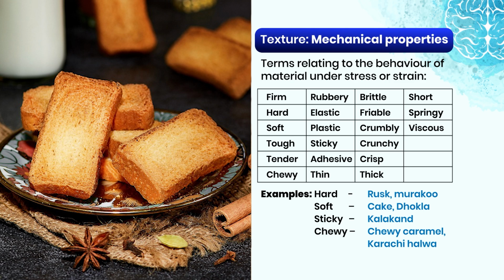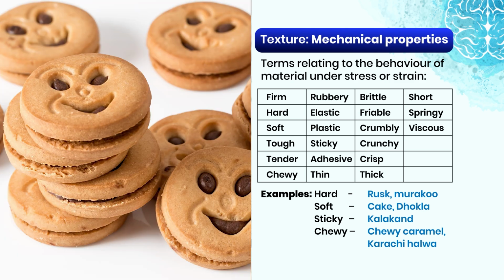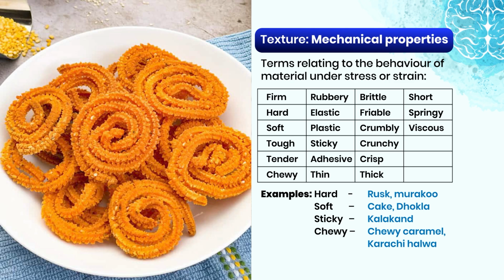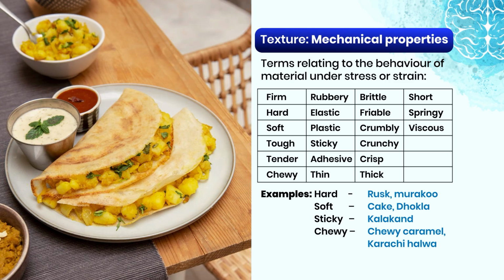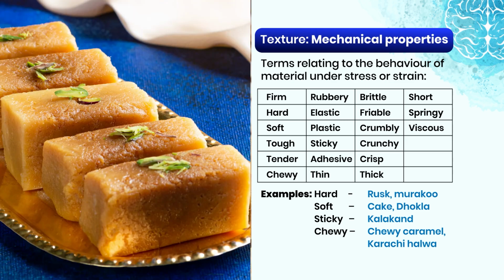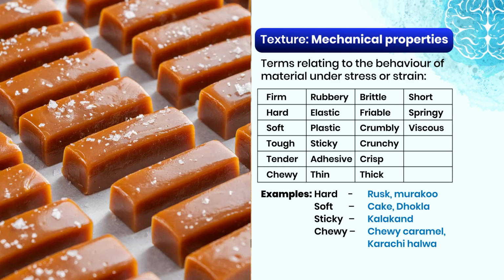The vocabulary which I was referring to, say for example texture and mechanical property, you should study in detail in terms of firm, hard, soft, tough. Otherwise, they appear to be quite close words. I have tried to differentiate a few of them, like hard. If you take a rusk versus a biscuit, which is harder? So rusk is the hard one. Muruku is a South Indian snack. Cake, dokla, they are quite soft kinds of food. If we take kalakand or milk cake kind of product, sticky, there could be some caramels, they are more chewy kinds of product.